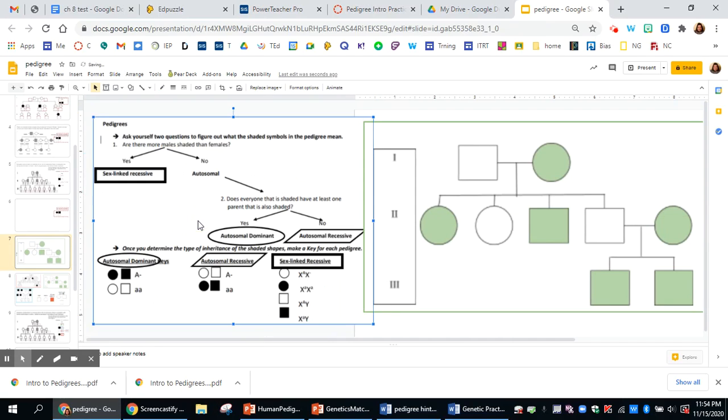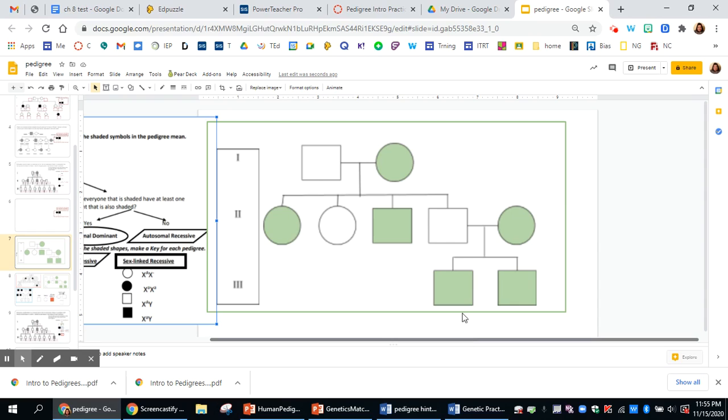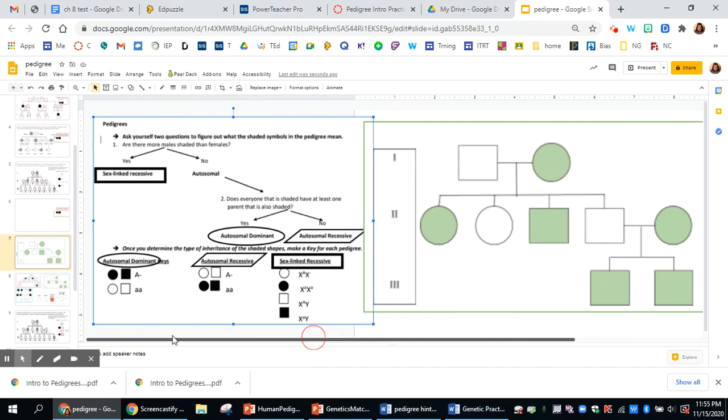Two questions to figure out how this is inherited. Are there more males shaded than females? No, they're equal. So that tells me that it's not sex-linked, it's autosomal. So when I'm putting my key together, I can keep my circles and squares together. The second question is, does everyone who's shaded have at least one parent who is shaded? And the answer to that is yes. If our answer to the second question is yes, it tells us it's a dominant trait, which means we're going to use the capital letter to stand for the shaded-in ones.